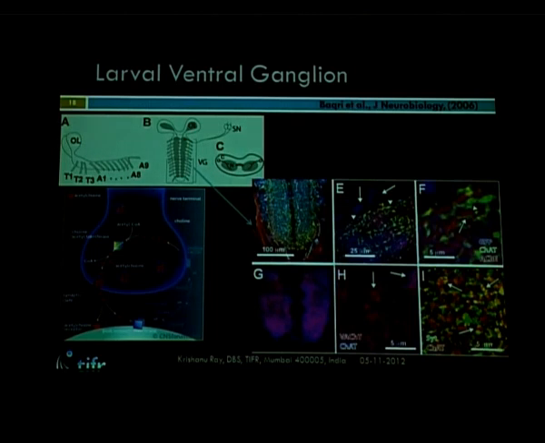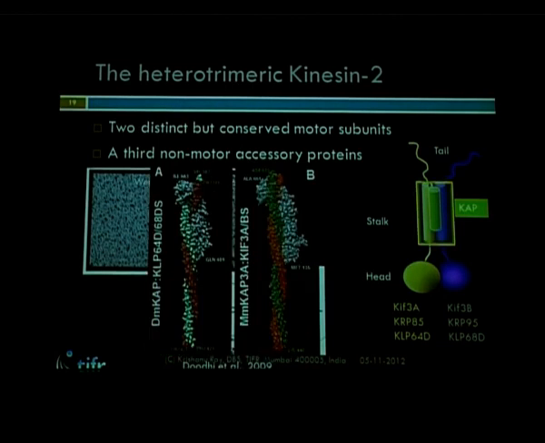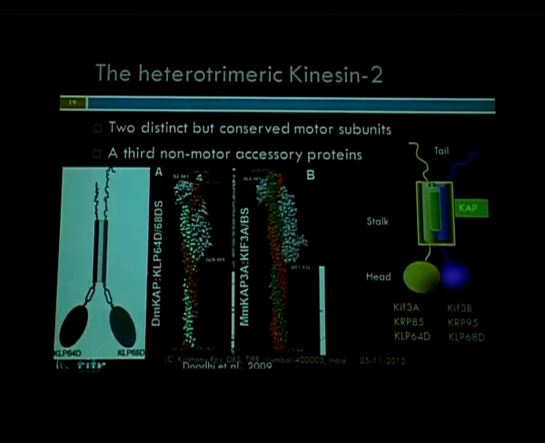We initially showed that the mutation in kinesin 2, which is a heterotrimeric complex of two motor subunits and a non-motor accessory protein, which looks something like this, has these two motor heads, a stalk and a globular tail domain. This is the cartoon that represents kinesin 2, which we showed that the accessory protein binds to the stalk, and the motor has a flexible stalk domain which opens up at the N-terminal end, and it has a different implication in its mechanical activity.